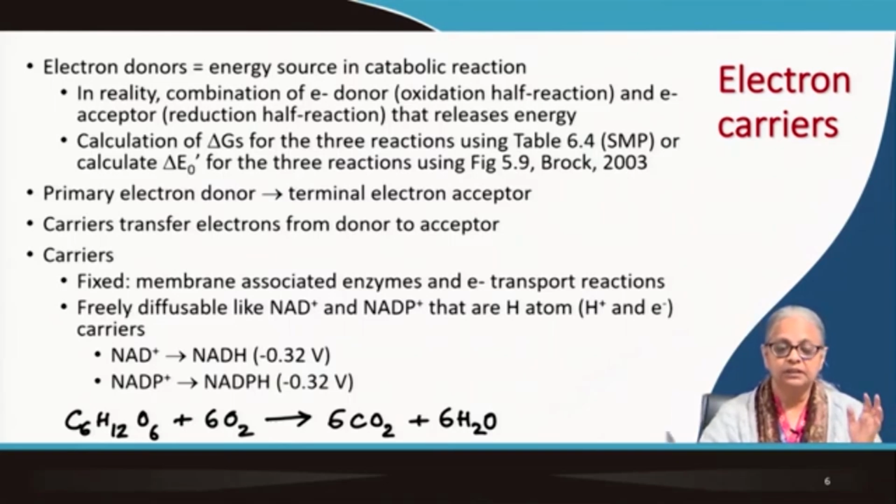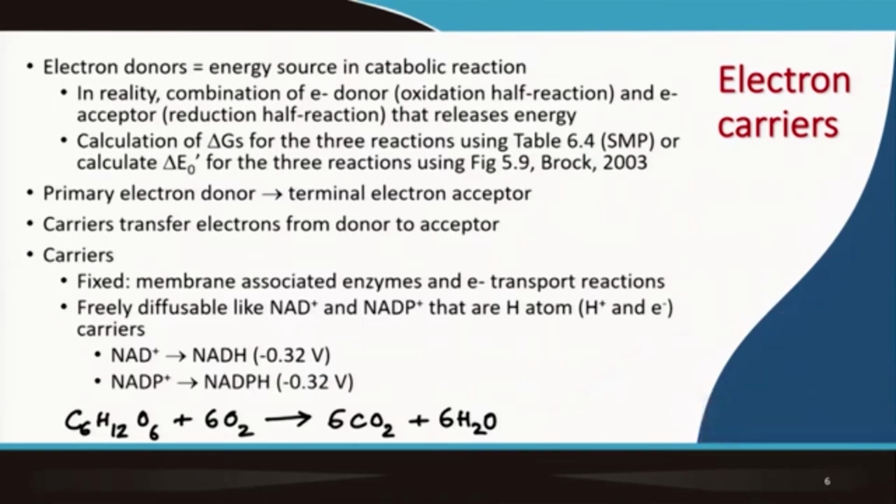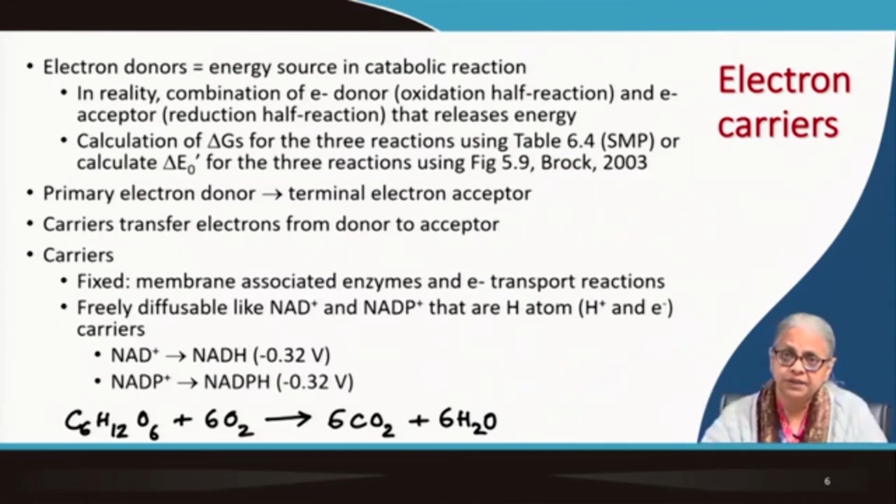So, you can see that the primary electron donor is glucose. This is our glucose molecule. How many electrons has glucose donated in going to CO2? Here this is C6, we have 6 carbon dioxides and it has gone from 0 to +4. So, 6 times 4 is 24 electrons. Glucose has donated 24 electrons.